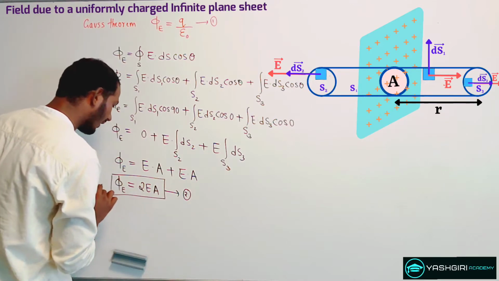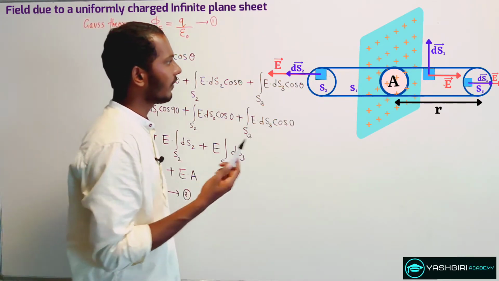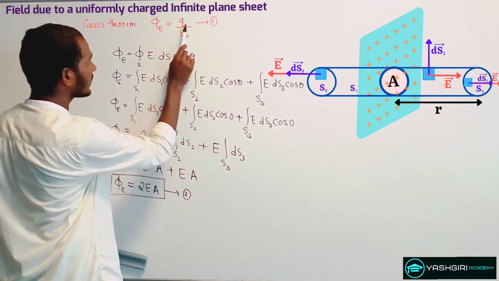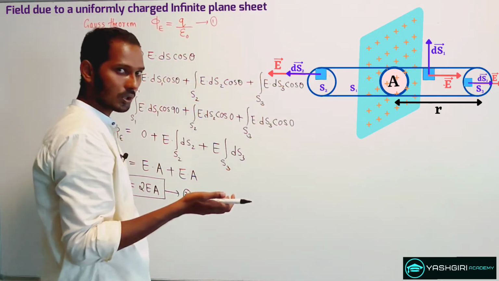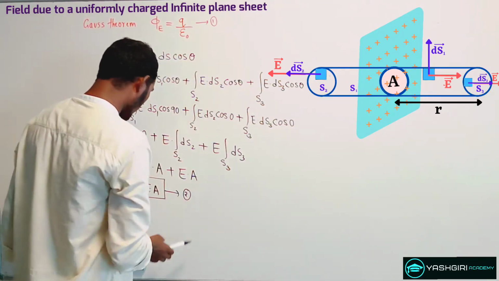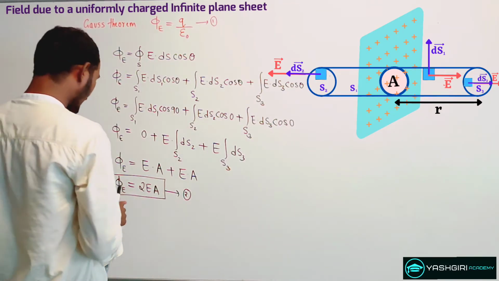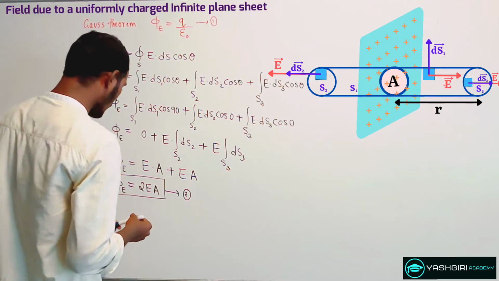So this is the electric flux for this cylindrical Gaussian surface. Now here this Q is again the charge enclosed by the Gaussian surface. So let me solve for that. Here I am having the charge enclosed.